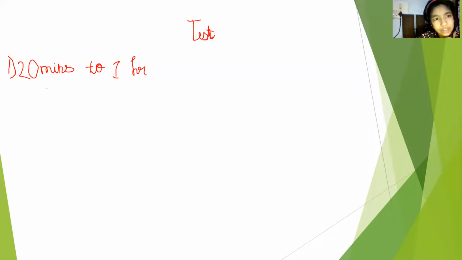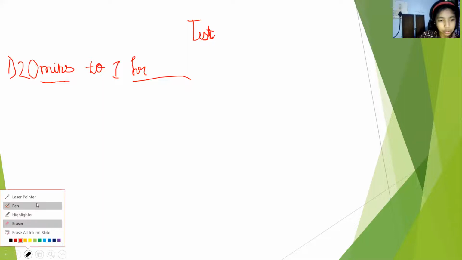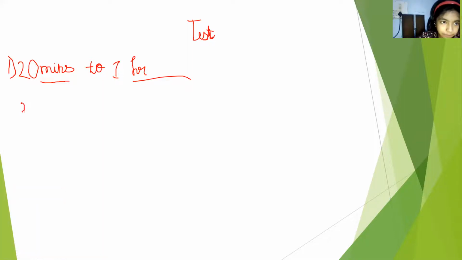Now, as you see, minutes is a different unit and hours is a different unit. So what do we do in this? We just can't directly write 20 raised to 1. That will be totally wrong. So we will convert 1 hour into minutes. So basically 1 hour equals how many minutes? 60 minutes. So it will be written as 20 raised to 60.